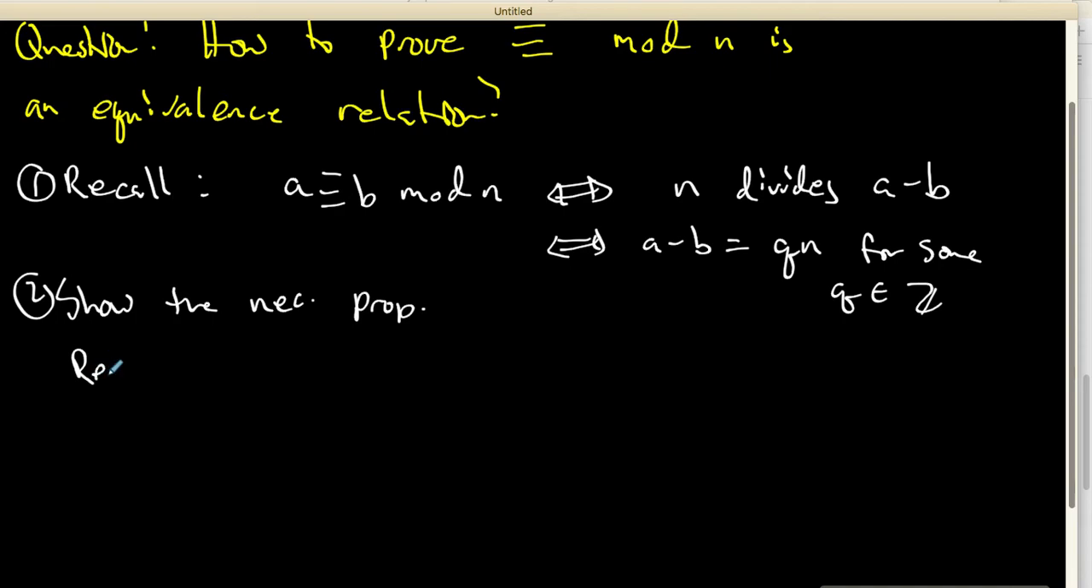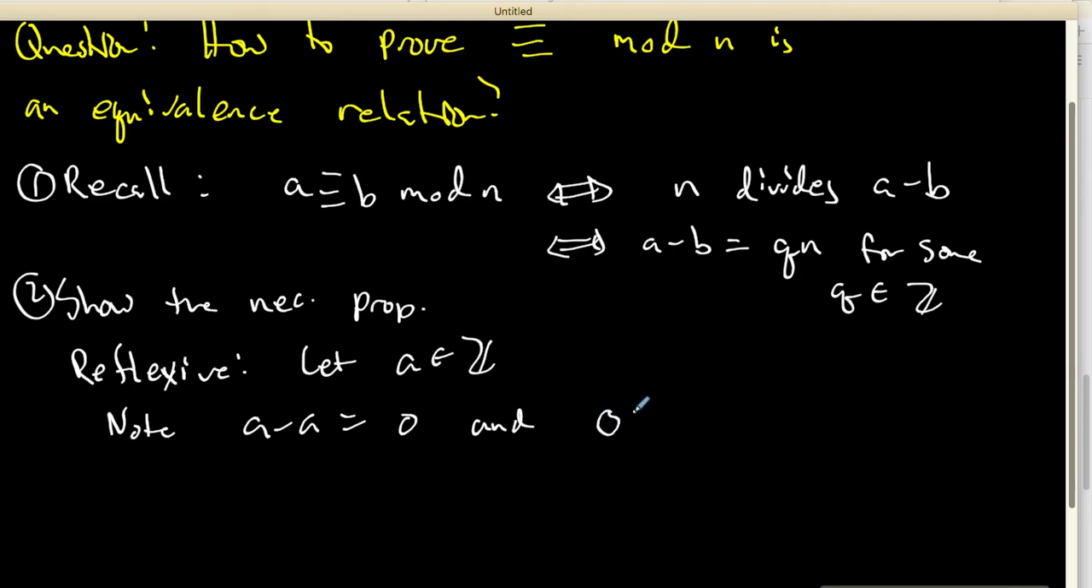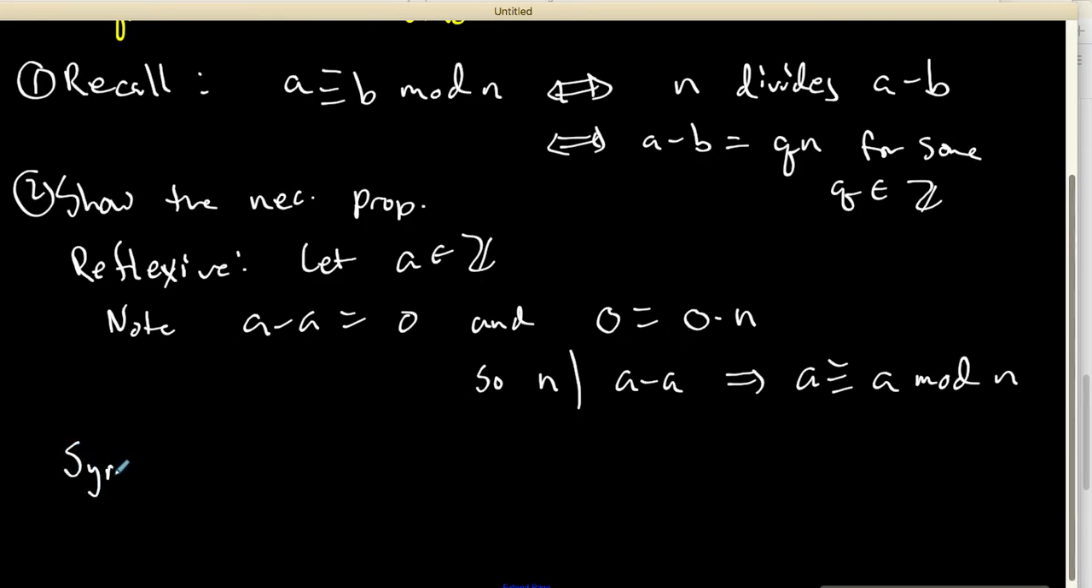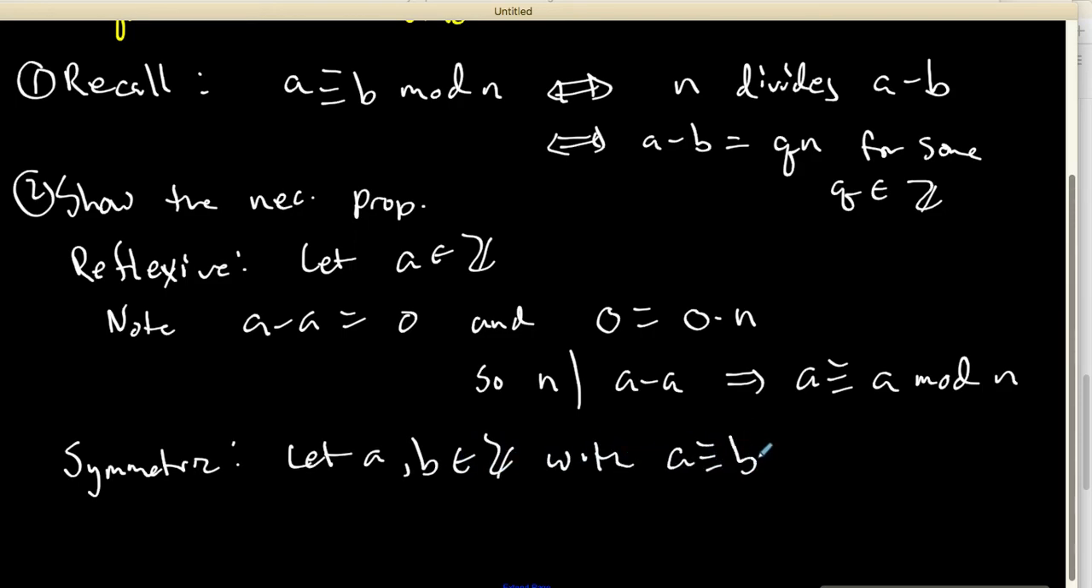First of all, we work on the reflexive property. So we let A be any integer, and we note that A minus A is equal to 0, and 0 is always equal to 0 times n, so n divides A minus A, and that says A is indeed congruent to A mod n. Then we move on to the symmetric property. We let A and B be integers with A known to be congruent to B mod n.